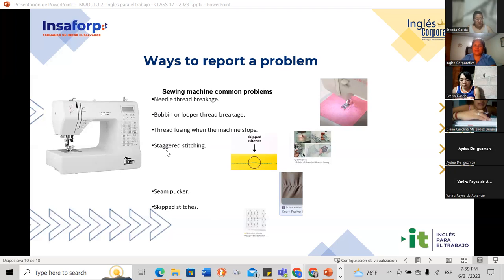Other common problem will be staggered stitching. Cuando le queda la puntada levantada, floja. Staggered stitching. Okay. Another common problem would be seam pucker. Cuando le queda así con fruncido. Fruncido. Seam pucker.